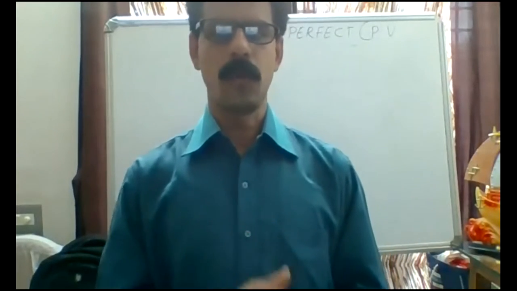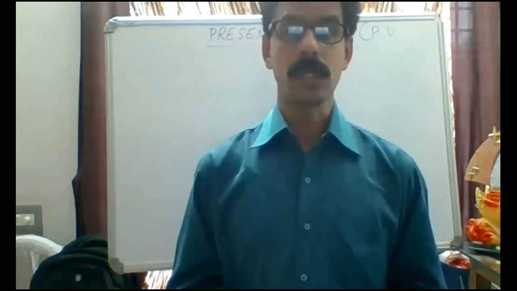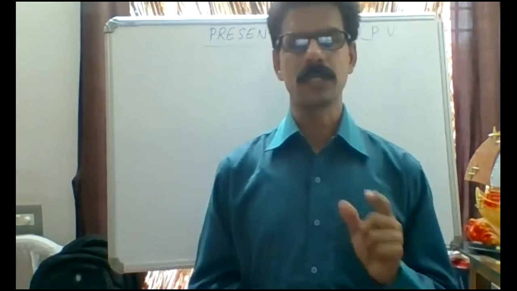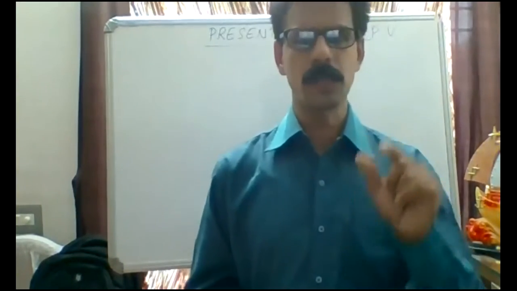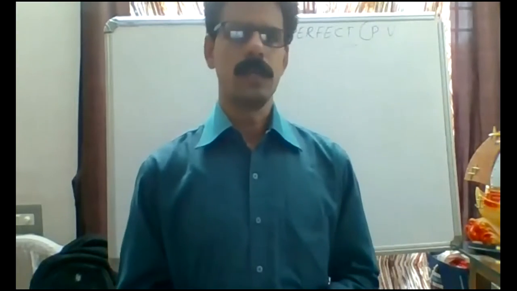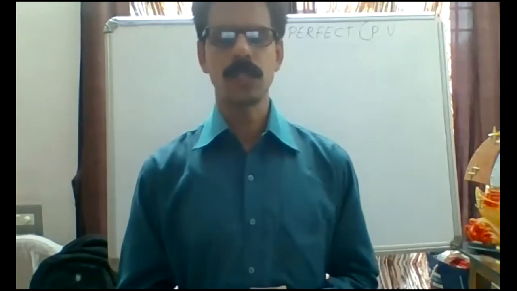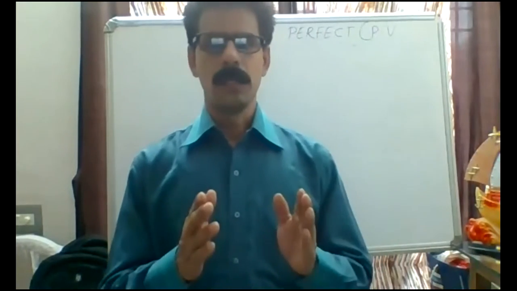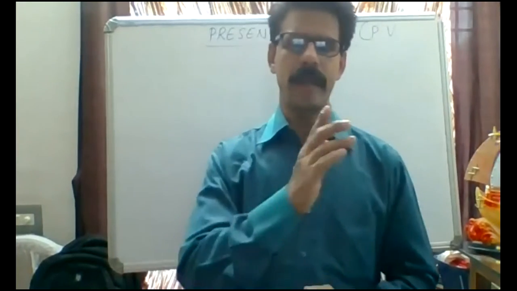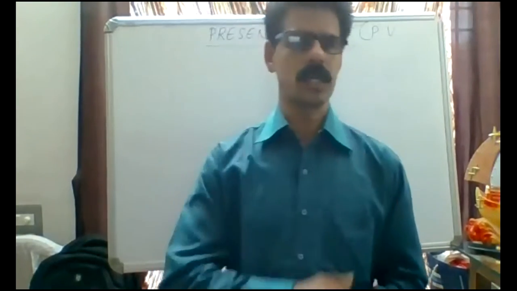Subject, object, and in the middle, the verb form. What should be the verb form here? Have, has, plus the third form of the verb, that is present participle. Sorry, past participle. So: subject, have/has, verb 3, that is past participle, plus object. This is the present perfect active structure. It is also the tense structure.